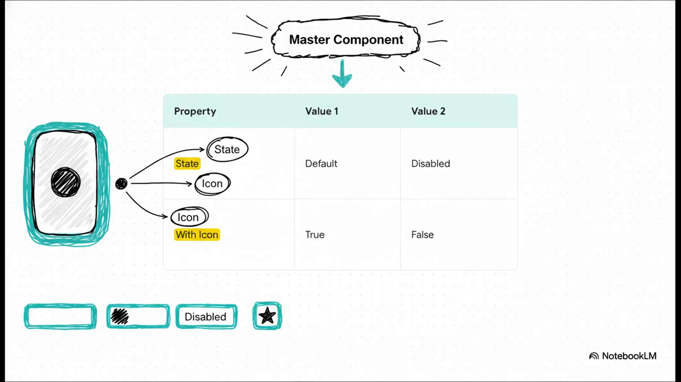And this is where things get really cool. We can give our little buttons superpowers. In Figma, we can use variants to control different properties. So with a single master component, we can toggle its state from default to disabled, or switch on and off whether it has an icon. For a team, this is a massive efficiency boost. It cuts down on errors and saves so much time.